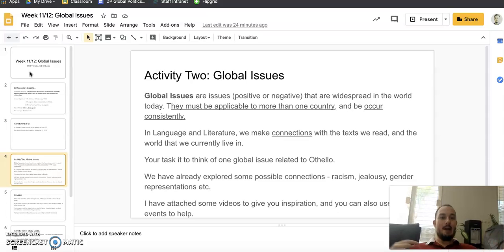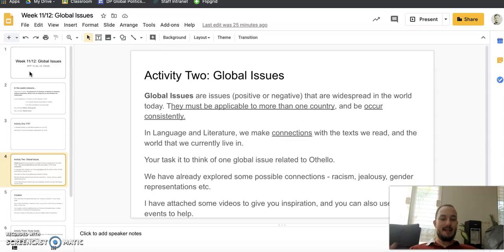Now, if you were to say society makes single people feel unhappy, then that would be a global issue because that's something that is applicable to more than one country and it occurs consistently. One of the things we do in language and literature, and especially you're going to do a lot of this next year, is we make connections with the text we read and try to connect them with the world that we currently live in.